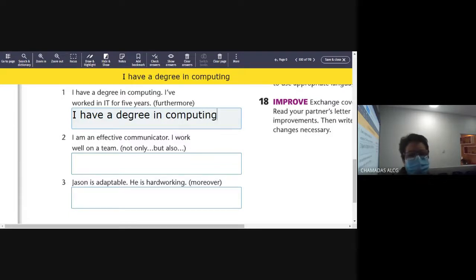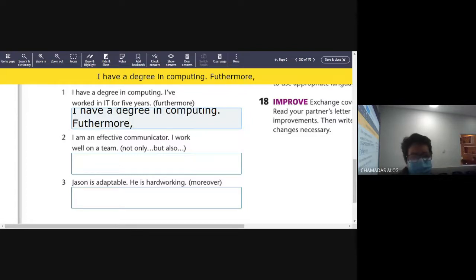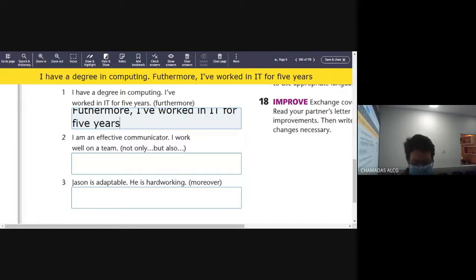Very good. So first you say, I have a degree in computing, then period. Okay. Now, furthermore, with capital letter. And after that, comma. So when you write like this, you show you are fluent, you are more than intermediate student, you are advanced because you know the correct punctuation, okay? So that's really important.